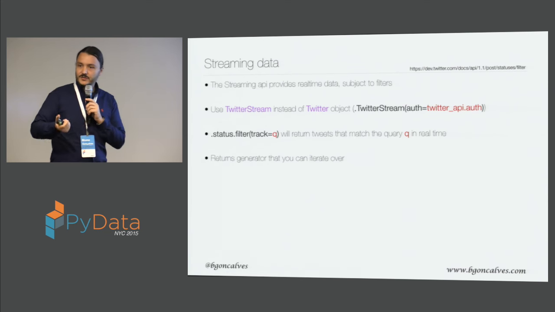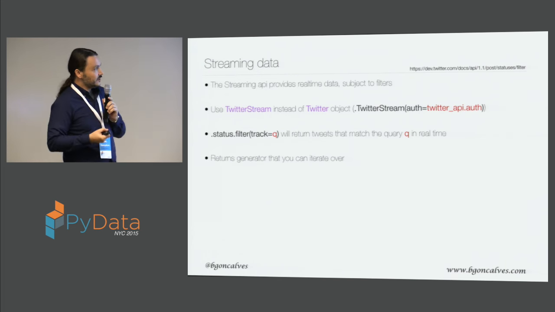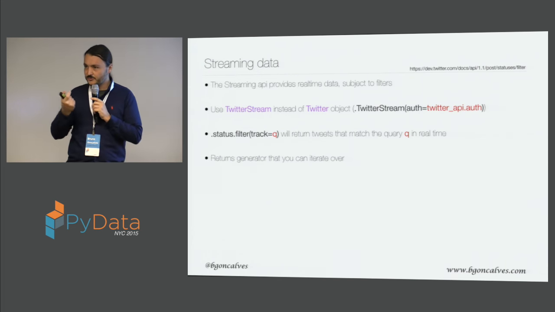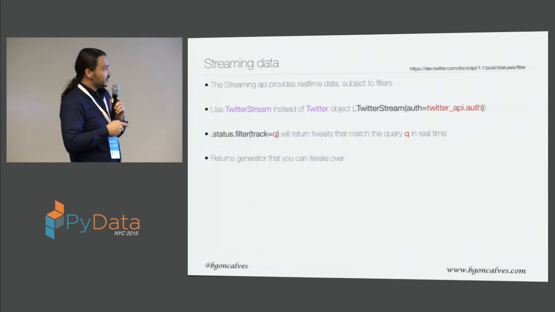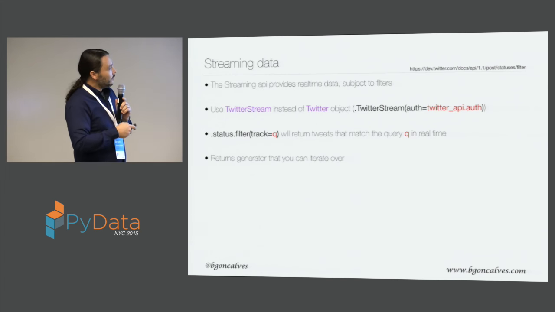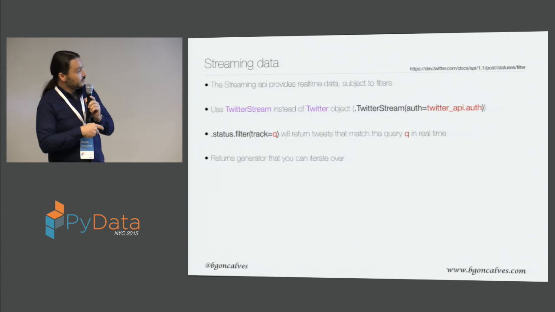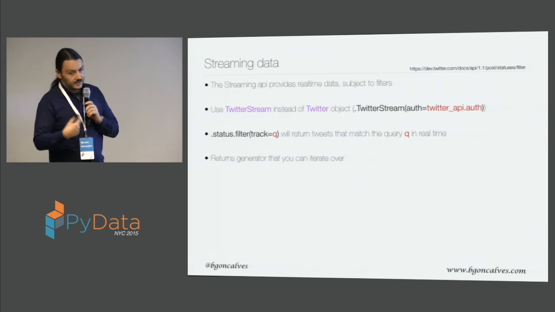This is slightly different than the normal API we just used. This gives you, of course, real-time data subject to filters, and you can filter based on different things. In this case, instead of generating a Twitter object, you generate a Twitter stream object. So you do the Twitter stream auth and then the Twitter auth API over there. And then to filter, you give it a query under the keyword track. And this will return tweets that match the query in real time.